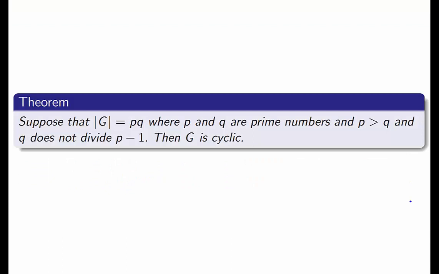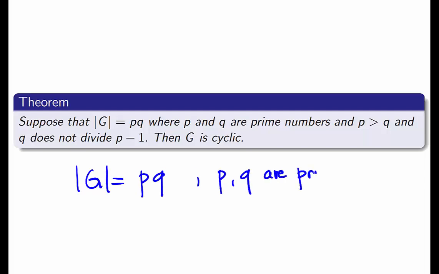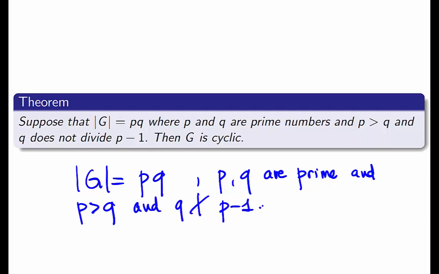Very good. So our next result says that suppose that the order of G is equal to pq, where p and q are both prime, and p is greater than q, and q does not divide p minus 1. Then we want to show that G is cyclic.